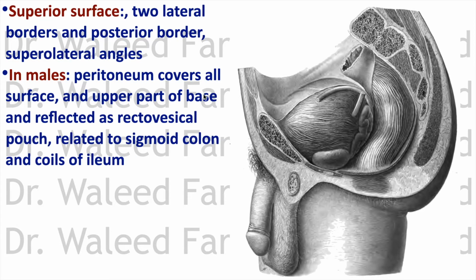The superior surface has two superolateral angles. In males, peritoneum covers it all. See, the peritoneum is reflected from the junction of the middle and lower thirds of the rectum forward to cover the upper part of the posterior surface of the urinary bladder and all the superior surface of the urinary bladder. This is an important difference between males and females. Okay, the superior surface is related, of course, to the sigmoid colon high above and coils of ileum.